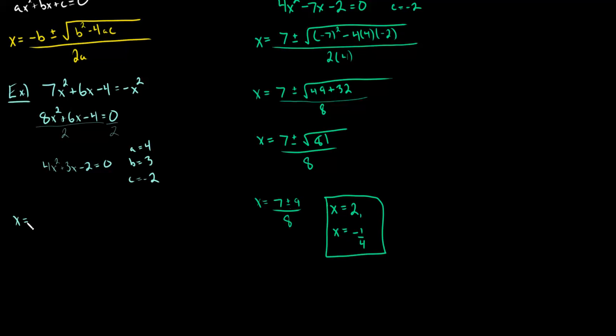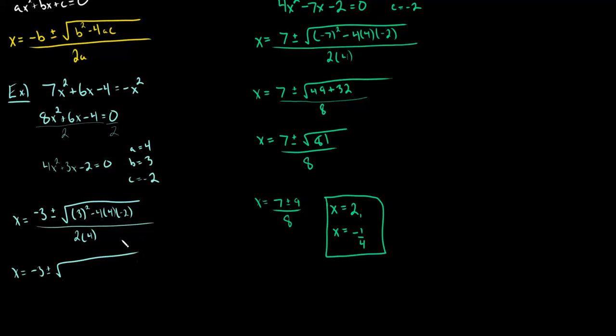So now x is equal to opposite b, so that would be -3 plus or minus the square root of b squared minus 4ac, all over 2a. So we see I'm just plugging in b, a, and c. That's all I'm doing. So now I continue and I simplify. So this will be negative 3 plus or minus the square root. 9 is 3 squared. Negative 4 times 4 is negative 16, times negative 2 is a positive 32. So that becomes 9 plus 32 over 8.